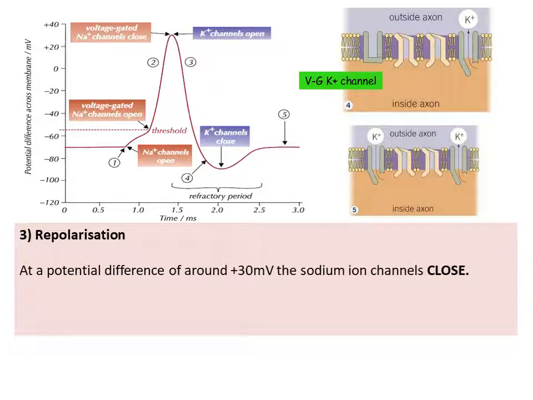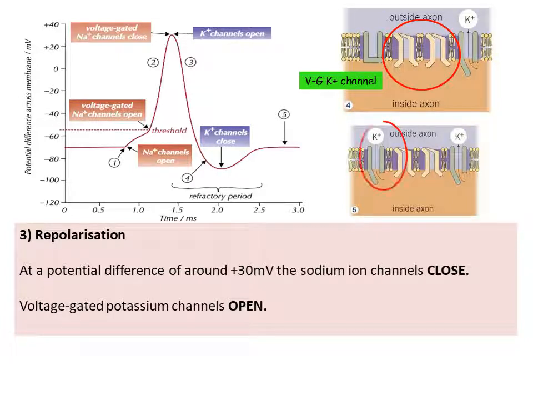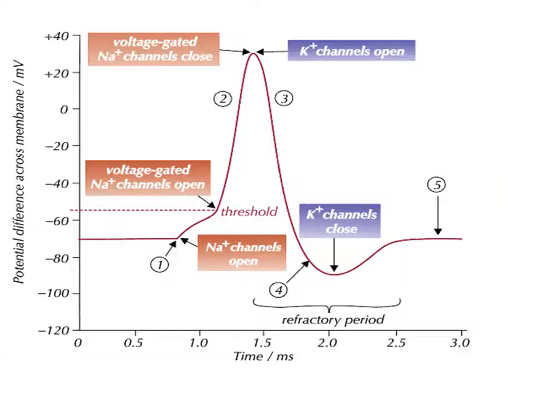Once we get to about 30 millivolts, the sodium ion channels are going to close, and the voltage gated potassium ion channels are going to open. So if we look here, we can see that these potassium ion channels are now opening. And this means then that the positive charge inside the axon is now going to start moving out again. So we're going to see a fall in the positive charge inside the axon, as the positive ions start to diffuse out.